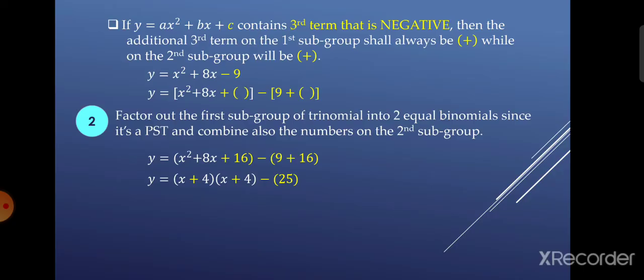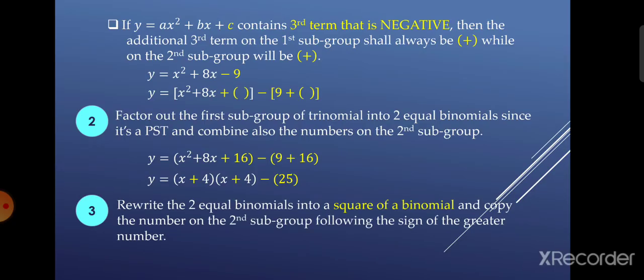Factor out the first subgroup. What happened here is that from the original equation, we filled in the third term of the perfect square trinomial plus the same number added to the second subgroup. Then the third step is factoring out the first subgroup. Since x squared plus 8x plus 16 is a perfect square trinomial, the binomial factors are x plus 4, x plus 4, the same. Then copy the minus sign outside the parentheses. Then 9 plus 16 is 25.